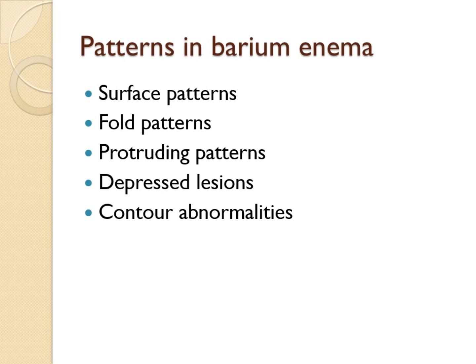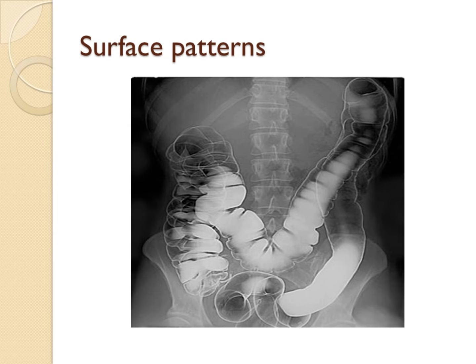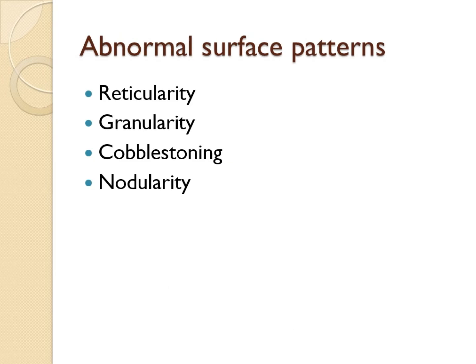The patterns seen on barium enema: we have the surface pattern, the fold pattern, protruding lesions, and contour abnormalities. Usually, the normal colon should have a smooth, featureless surface pattern. The abnormalities in the surface pattern include reticularity, granularity, cobblestoning, and nodularity.